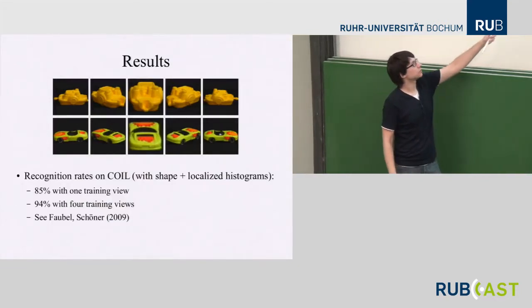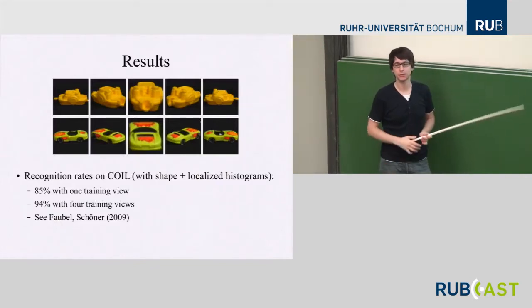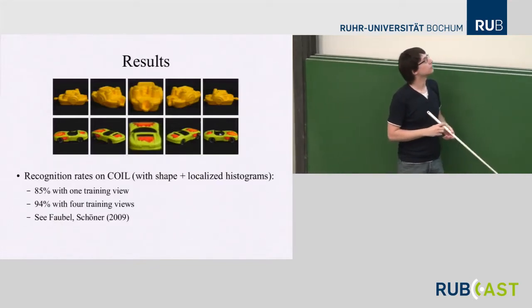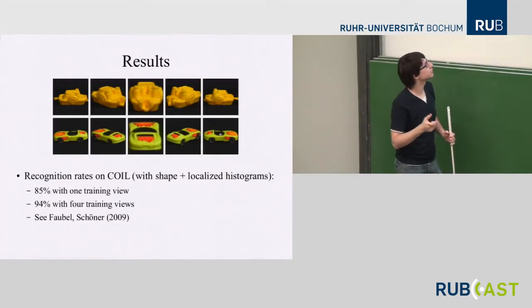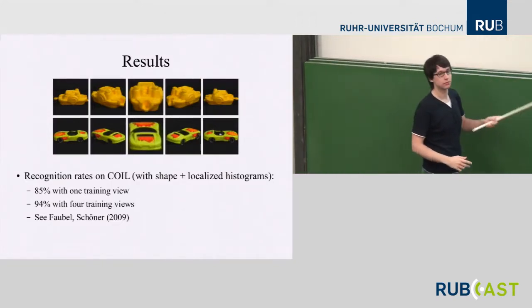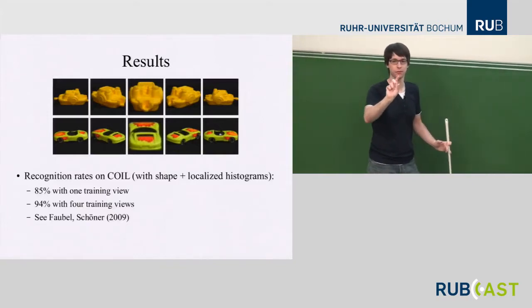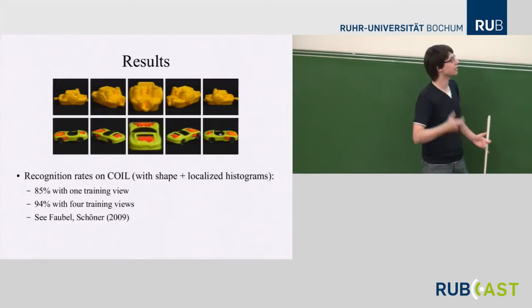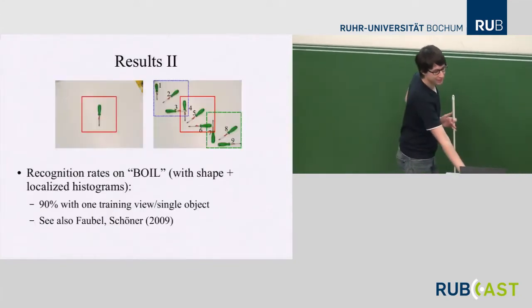But with just one training view, just using one view of the object, we can already achieve 85% recognition rates. If we then try to address this problem of the different views from different directions, we can get up to 94%. We've addressed that by just having 4 training views: looking from the front, from the side, from the back, and from the other side. Okay, and I really have to hurry up now.